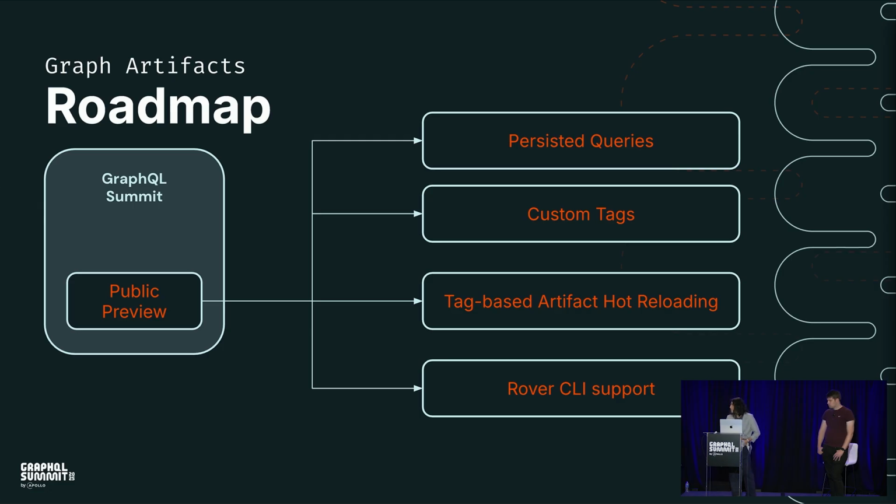We'll also be adding Rover CLI support for all of this. We've already exposed a decent amount through our platform API, but Rover will be adding a bunch more commands to help you add and manage your graph artifacts.